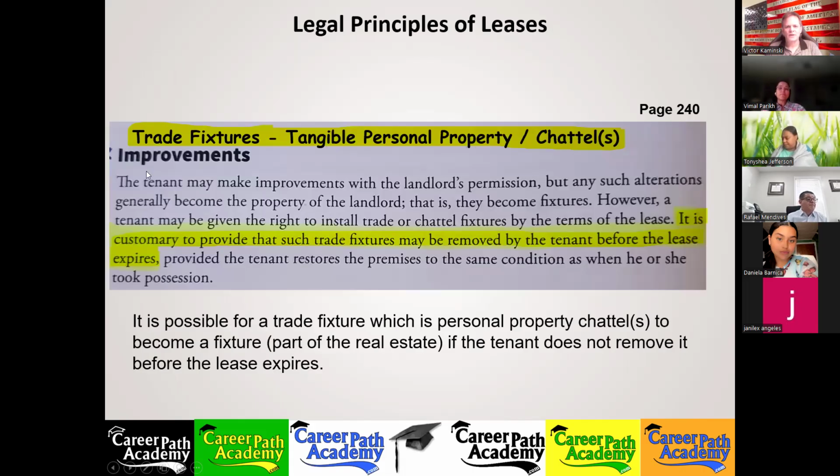So where it says improvements on page 240, write trade fixtures above that. Where it says improvements, right? Trade fixtures, tangible personal property, chattel. What is chattel? Tangible personal property. Not just tangible, not just personal, tangible personal property.